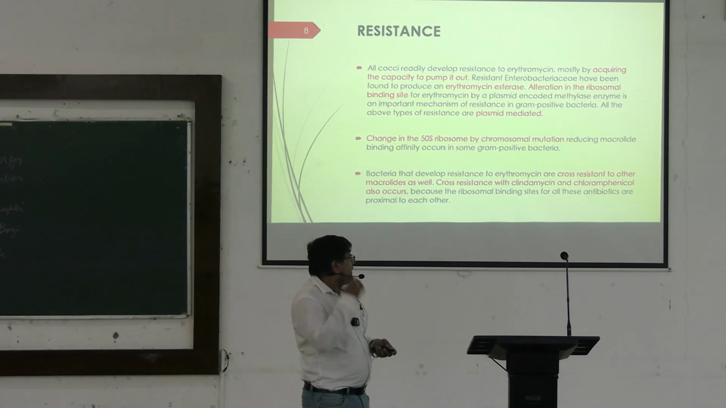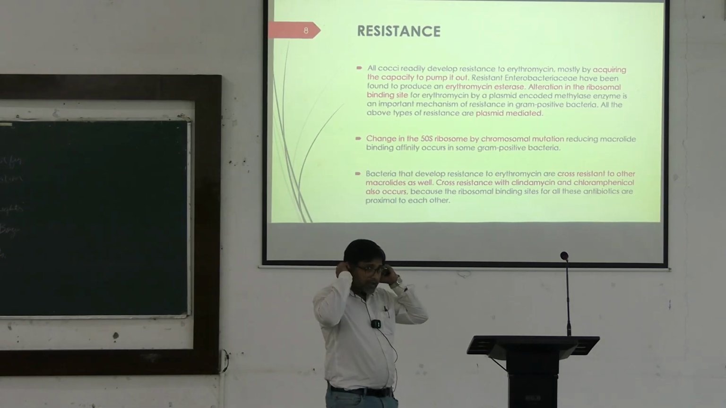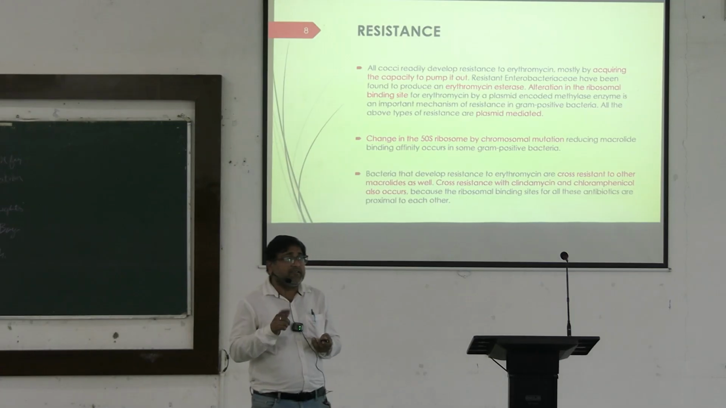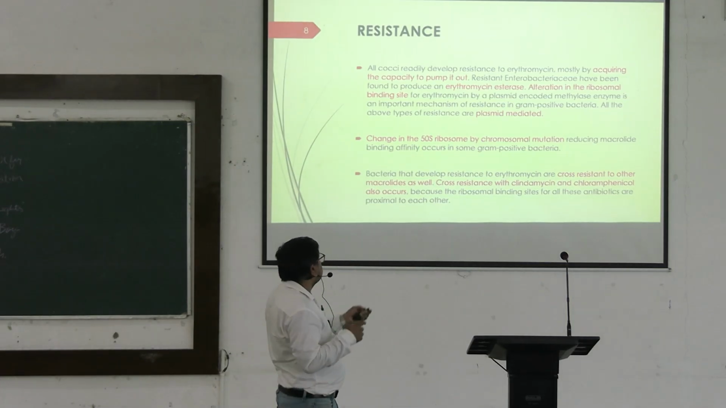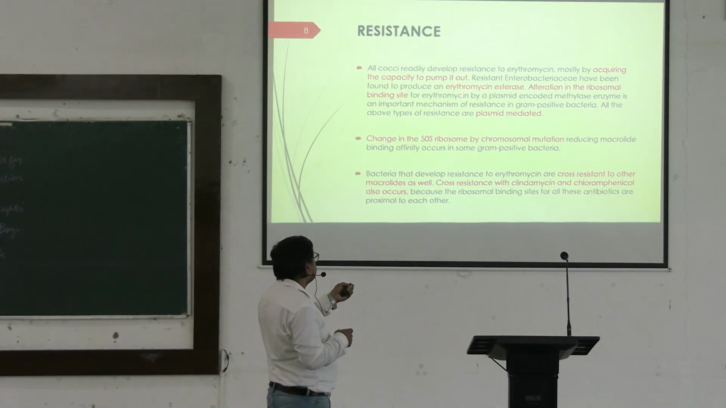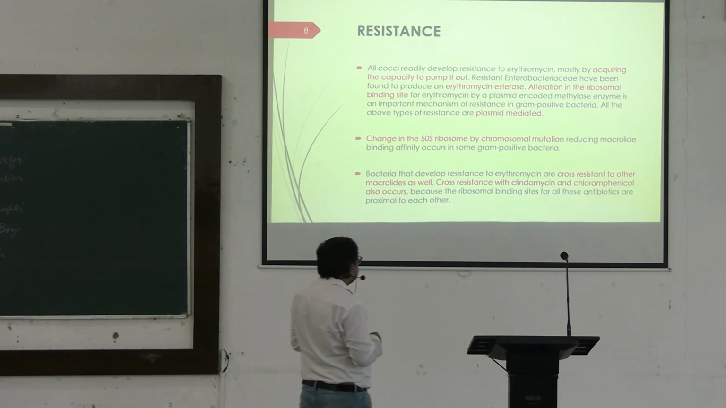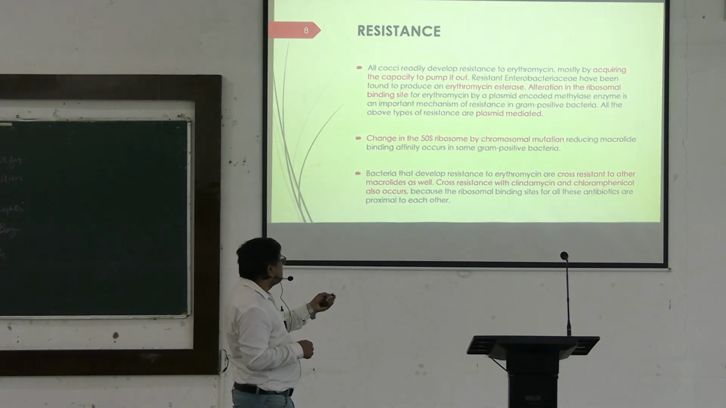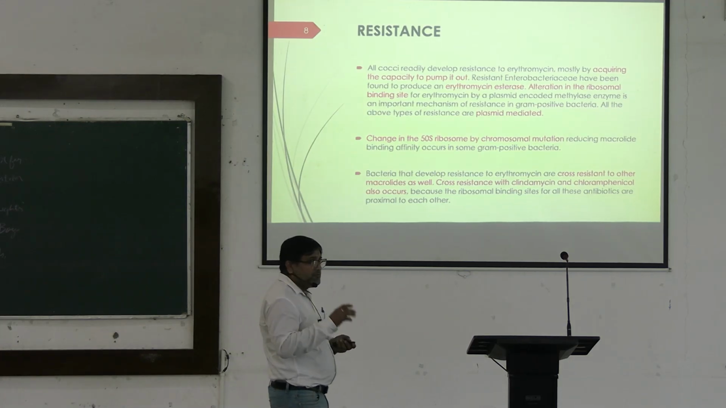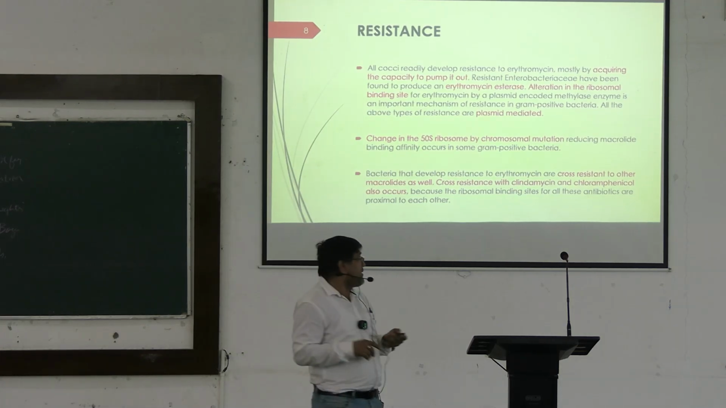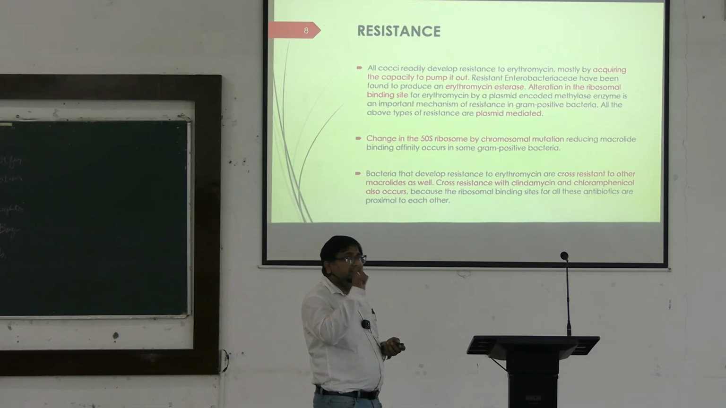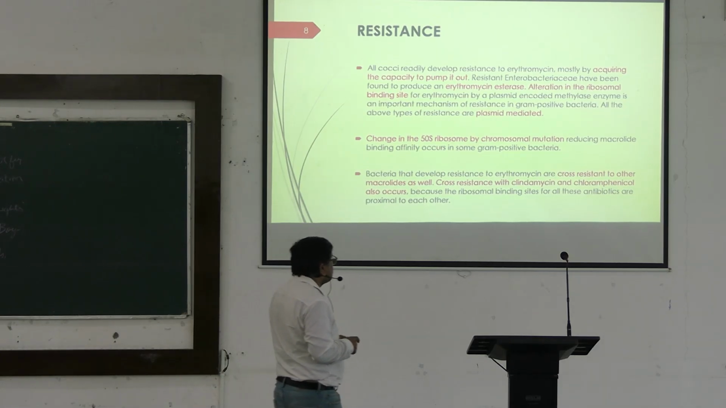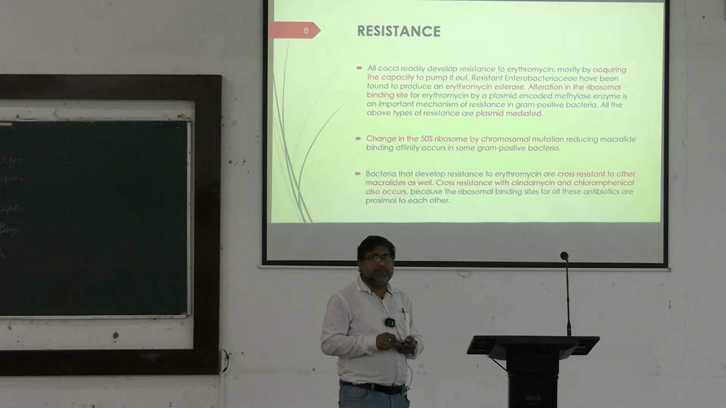Cocci develop resistance by actively pumping out the antibiotic erythromycin. Resistant Enterobacteriaceae also possess erythromycin esterase enzyme that is responsible for the resistance to erythromycin. Alteration in the ribosomal binding site for erythromycin is also one of the mechanisms.